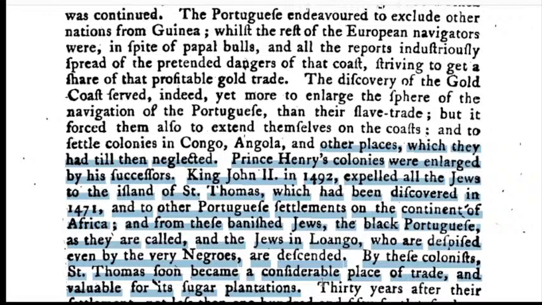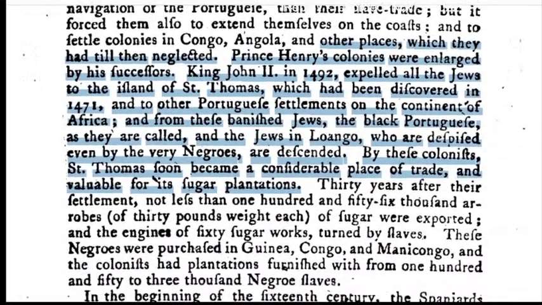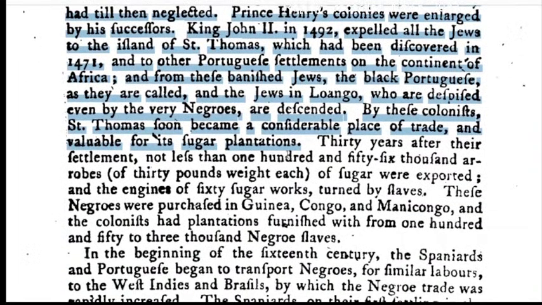It says King John II in 1492 expelled all the Jews to the islands of St. Thomas. This is the Spanish Inquisition, which had been discovered in 1471, and to other Portuguese settlements on the continent of Africa. And from these banished Jews, the Black Portuguese, as they are called, and the Jews in Loango, who are despised even by the very Negroes whom they are descended. By these colonists, St. Thomas soon became a considerable place of trade and valuable for its sugar plantations, right? So who they say? They say the black Jews, right?